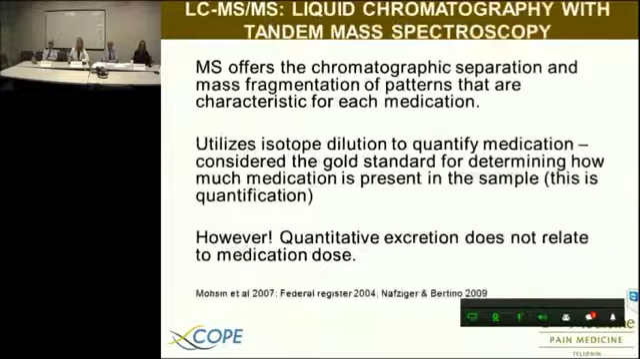Sometimes they're lumped. Here's the science part of the lecture. Mass spectroscopy offers the chromatographic separation and mass fragmentation patterns that are characteristic for each medication. So you're able to identify the drug with this. The isotopic dilution is the quantitative part, and it's considered the gold standard. However, the quantitative excretion does not relate to the medication dose overall. It may relate more to what time the patient took the drug relative to the sample being taken, but that's about all we can say.